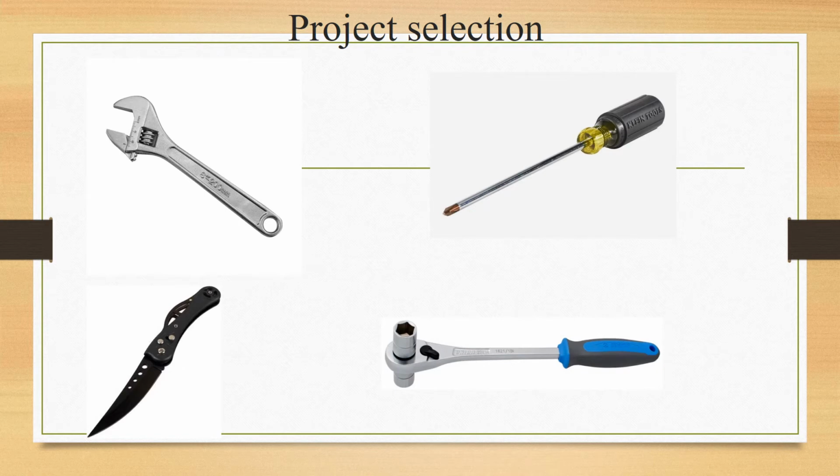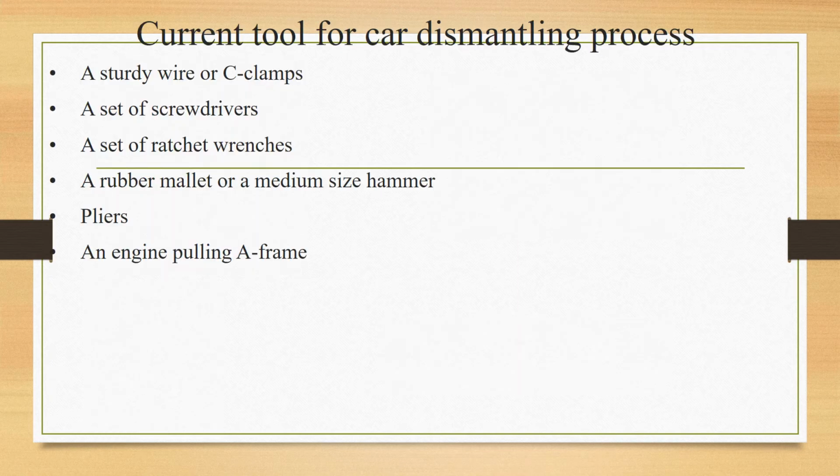For the project selection for the design, these four types of tool have been chosen: the spanner, screwdriver, the knife, and the top wrench. Now below are the current tools for the car dismantling process. There's a sturdy wire or C-clamp, a set of screwdrivers, a set of wrenches, a rubber mallet or a medium-sized hammer, pliers, and an engine pulley airframe.